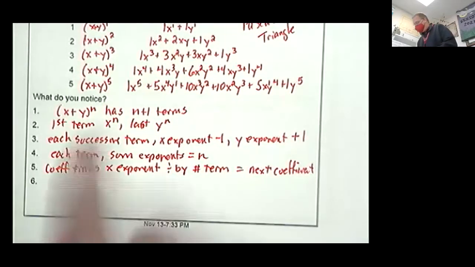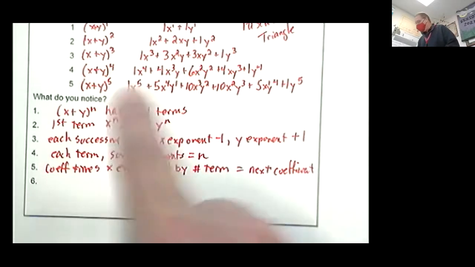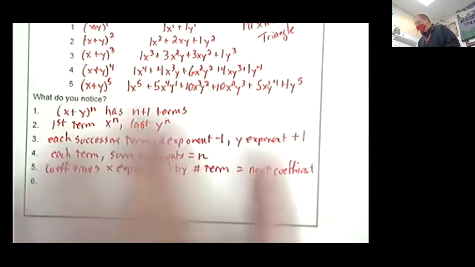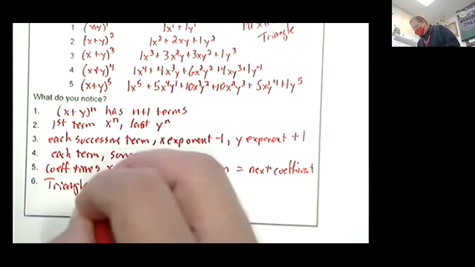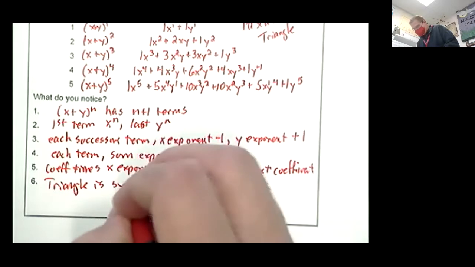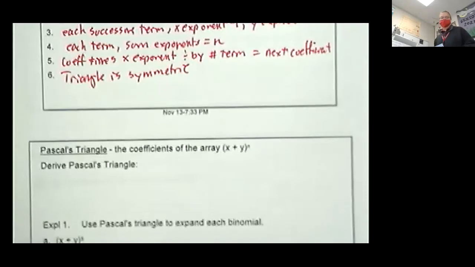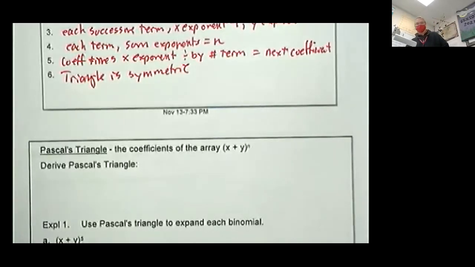And number 6, what else do you know? Well, there's a 1x to the 5th here. There's a 1y to the 5th here. There's a symmetry. So the triangle is symmetric. We're going to define that thing as Pascal's triangle, the coefficients of the array, (x + y) to the n.